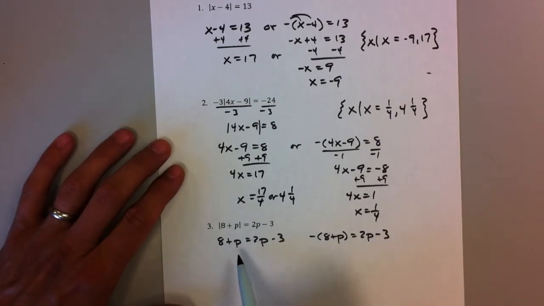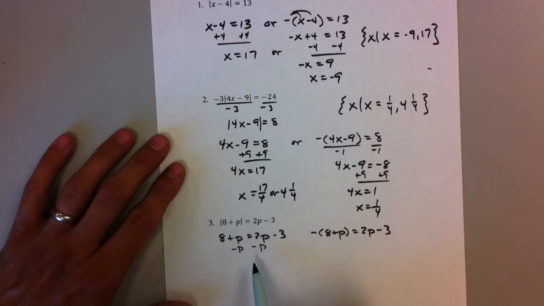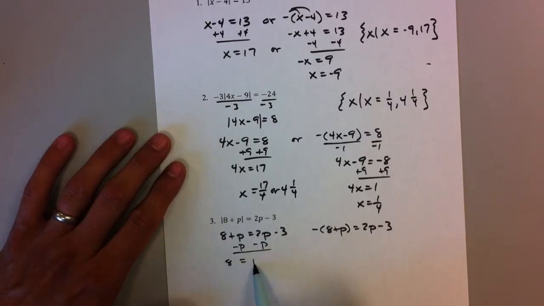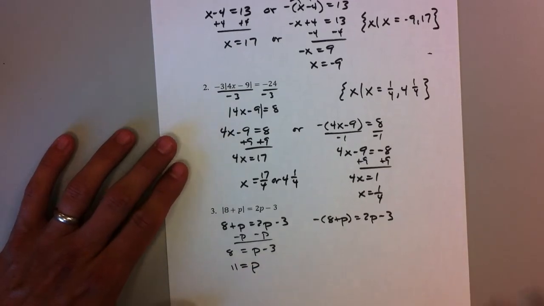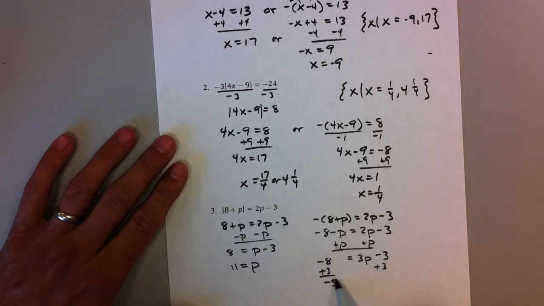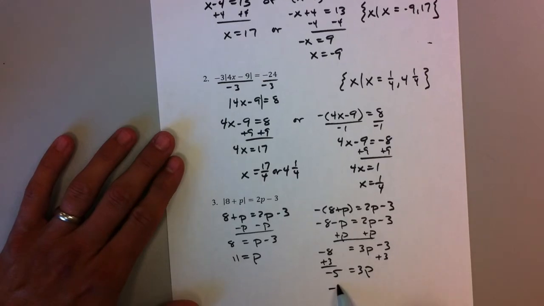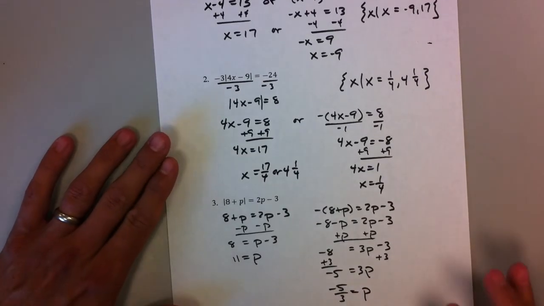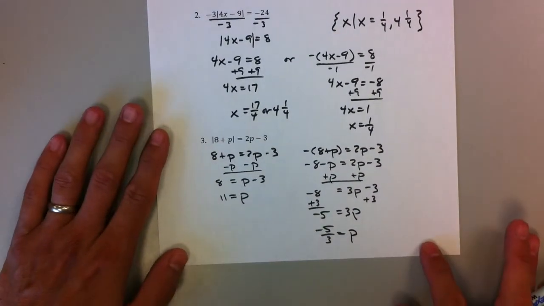So let's just simplify here. I'm going to subtract p. 8 equals p minus 3. Add 3 to the other side. p is 11. Over here I have to distribute, so negative 8 minus p equals 2p minus 3. If I were to add p, I get 3p minus 3. Add 3, negative 5 equals 3p. Divide, negative 5/3. Okay, so I get those two results right there.